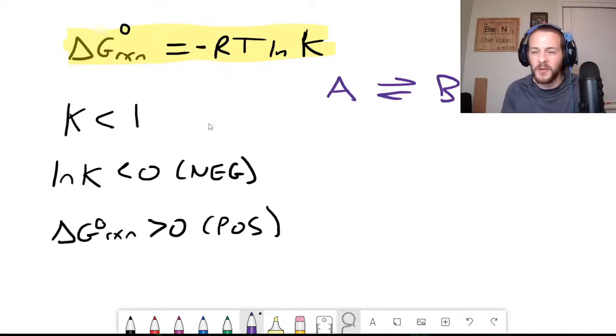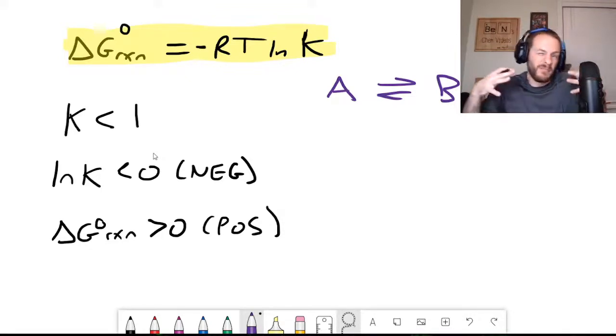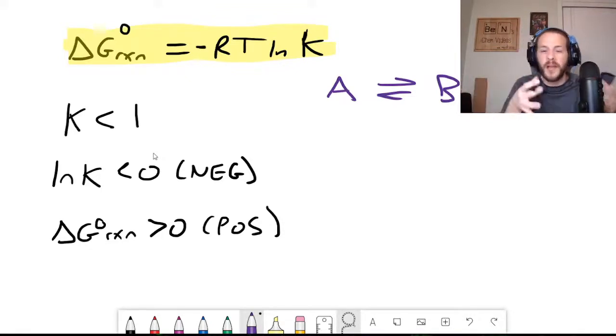Okay, so that's basically if you have a small equilibrium constant. If you have a small equilibrium constant, that means that the reactants are favored at equilibrium, which means the reverse reaction is preferred, so to speak. The reverse reaction is going to be spontaneous under standard conditions.